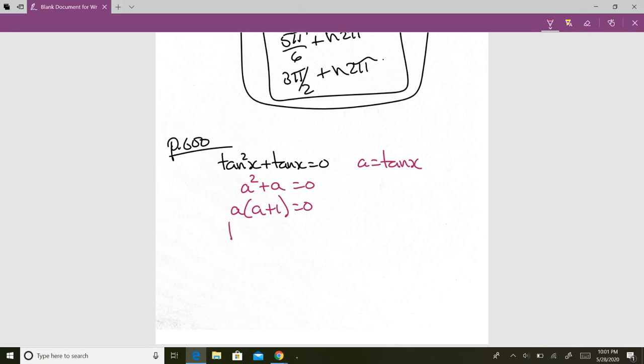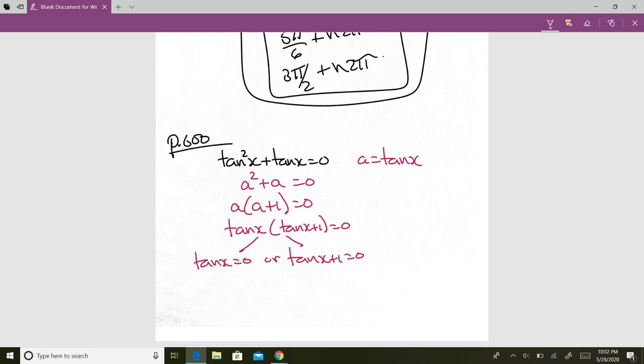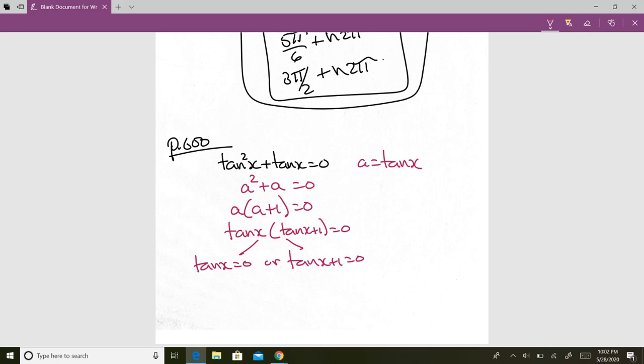Put back in what a is, and we have a times a plus 1 equals 0. Okay. Put them both off. Either tan of x is equal to 0, or tan x plus 1 is equal to 0. All right, well, tan of x is equal to 0. Now, who remembers the tan graph? Because it's a 0.